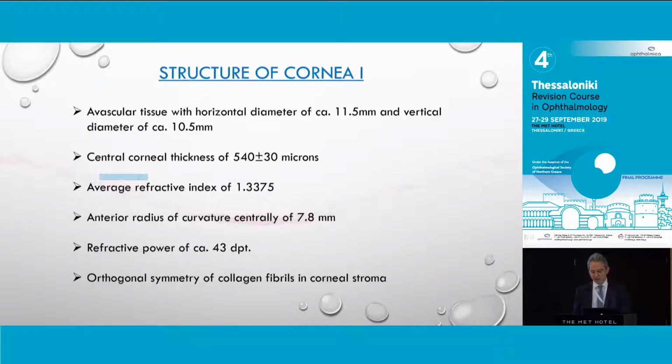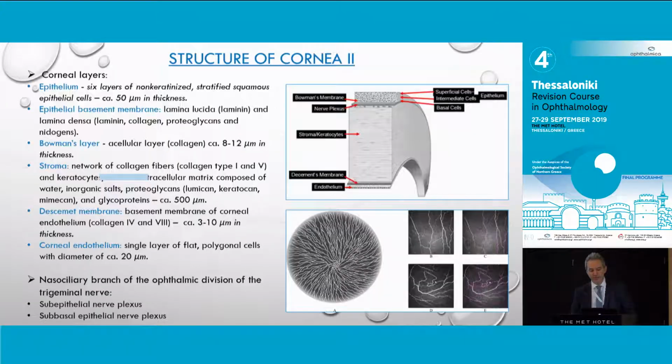So I have the privilege to kick off the session, and I'm starting with a talk highlighting structural, functional, and investigational aspects of the cornea. I will remind you that the corneal tissue is an avascular transparent tissue with a thickness of 540, 550 microns plus or minus standard deviation and a refractive power of 43 diopters, being the most important optical medium of the eye together with the lens.